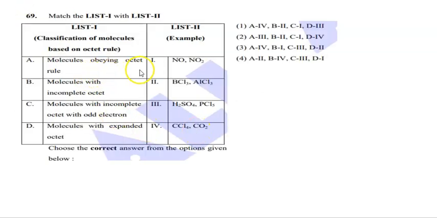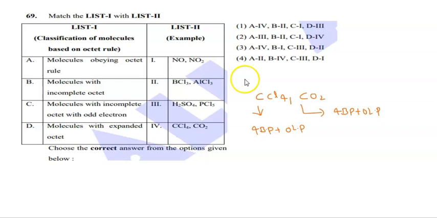Molecules obeying octet rule. This is a question from chemical bonding. Molecules obeying octet rule: if I am going to take CCl4 and CO2. In CCl4, the central atom carbon has 4 bond pairs and 0 lone pairs. The C in CO2 is also having 4 bond pairs and 0 lone pairs. 4 twos are 8, it is having octet. So the correct option for A is 4.